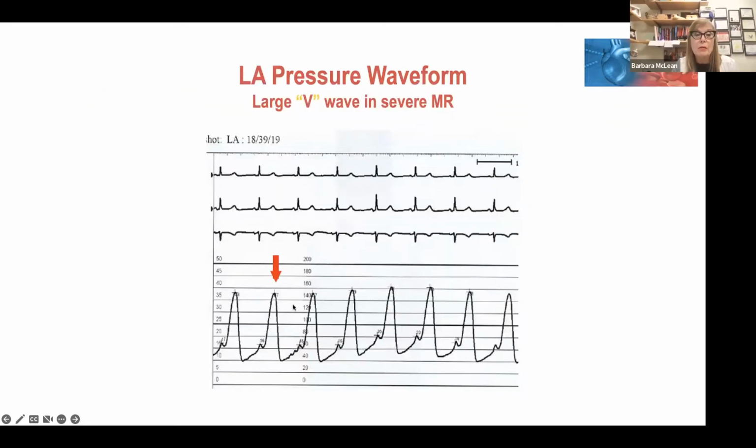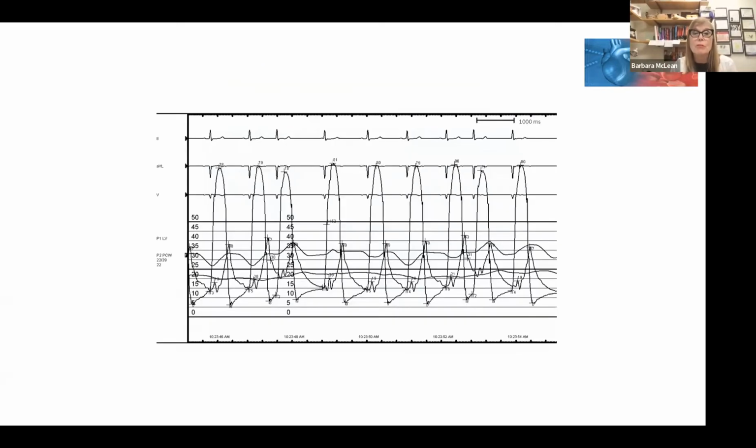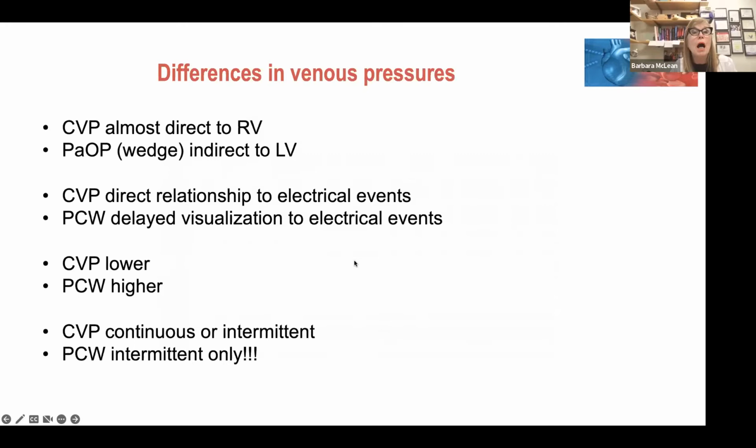Okay, so here again is a large V wave on your wedge pressure. That's in your LA. This is a large V wave. So most of the time you would look at that and you say, oh, that's PA pressure, that's arterial or ventricular. No, it's not. It's the V wave of mitral regurg. And this is also a cath lab visual, large V wave here of mitral regurg. That's probably the most common problem with wedge pressures.